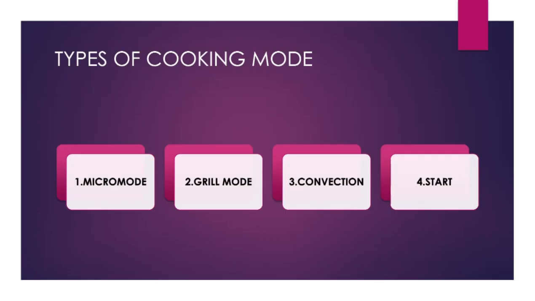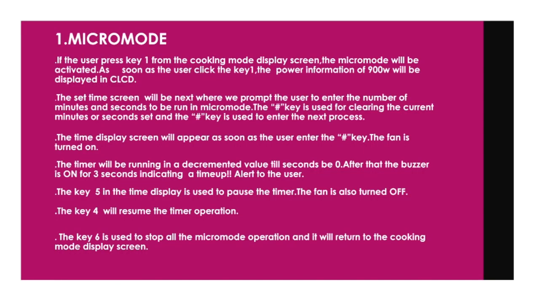Next, types of cooking mode. First, micro mode, second, grill mode, next, convection mode, and fourth, start mode. First, micro mode. How to control micro mode: if the user presses key 1 from the cooking mode display screen, the micro mode will be displayed in CLCD. Next, the set time screen will appear, where we prompt the user to enter the number of minutes and seconds to be run in micro mode.